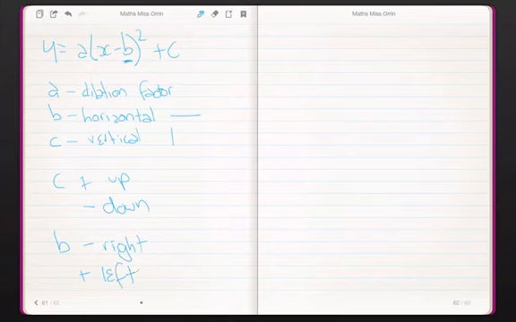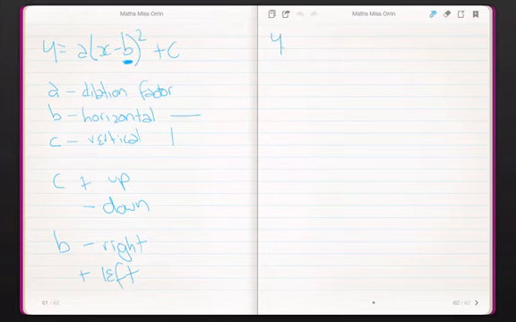So it's this B number here. If we have a negative in here, we go right. If it's a positive number, we go left. I'm repeating myself, but you get the point. Let's look at an example. Let's look up here.